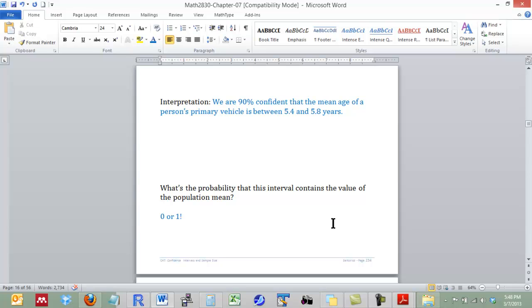And if someone asks, so what's the probability that the interval contains the value? It's kind of a trick. It either does or it doesn't. Confidence refers to the process. You're not going to know it, but it's either in there or not, so 0 or 1. It's easy to get those mixed up.